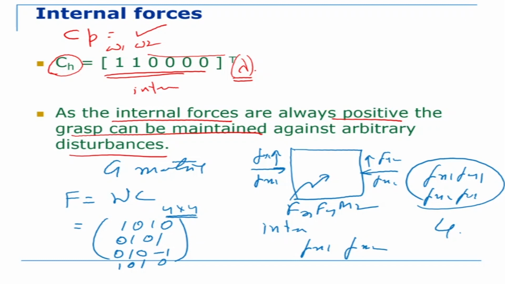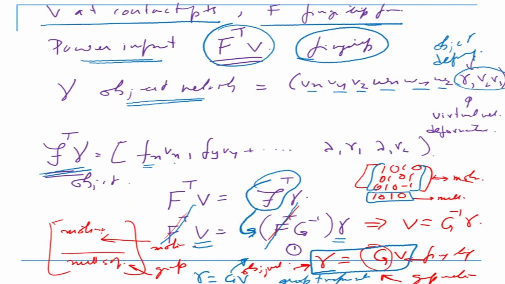So basically what I get is the relationship between the object velocity at the center and the fingertip velocity. G is a square matrix now. We looked at the matrix W, added the internal forces, and it became a square matrix. Please think about this: how do you get the relationship between the object velocity at the center and the fingertip velocities?